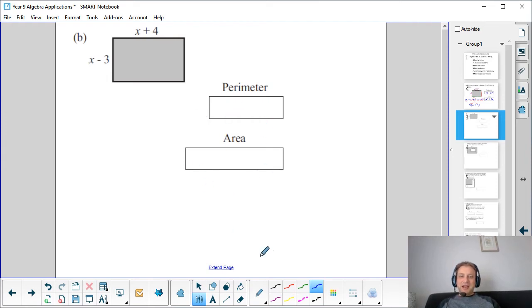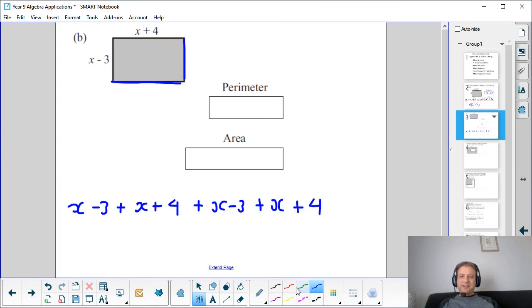So perimeter, again, I'm going to add up the four sides. So I've got an x take away 3. I'm going to have to add the top, x plus 4. I'm going to have to add this side over here, which means I'm going to be adding another x take away 3. And I've got to add the bottom as well, which is going to be another x plus 4.